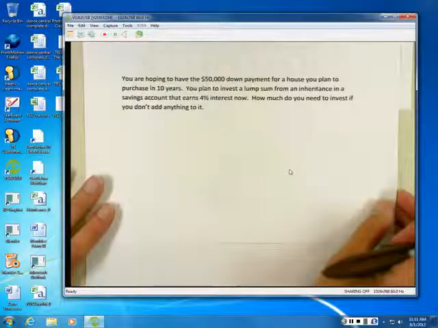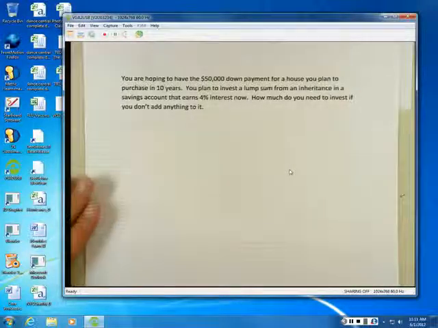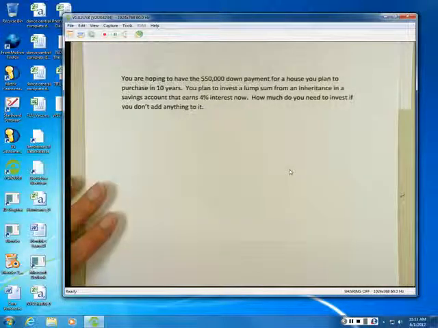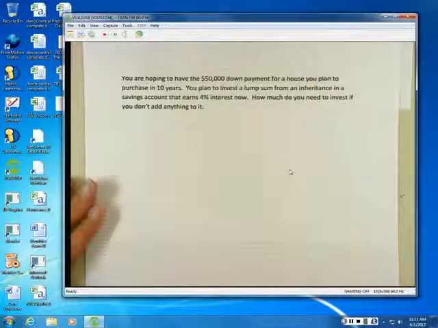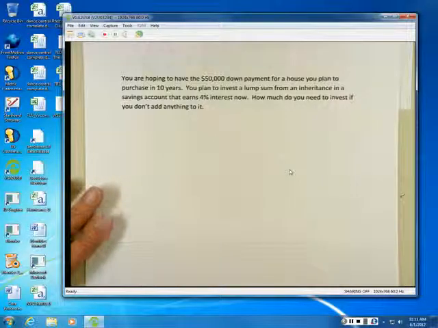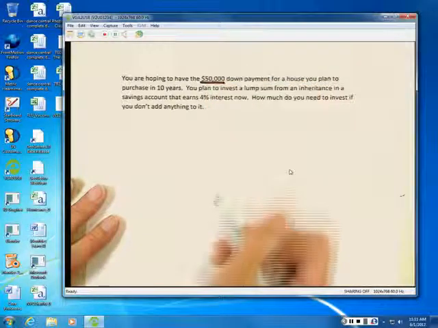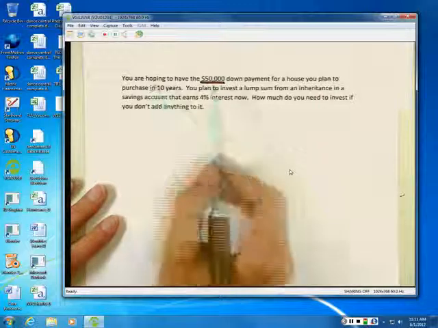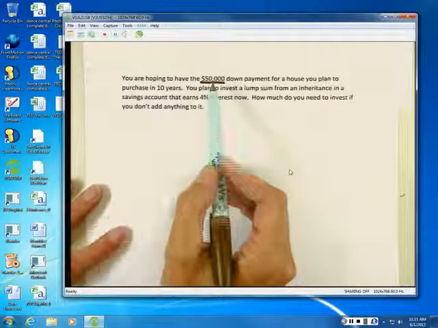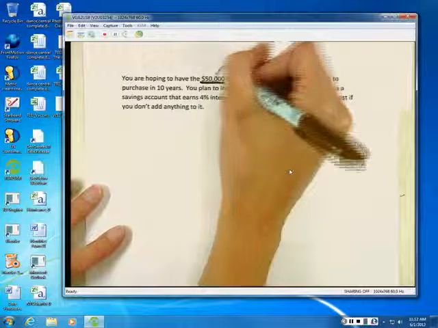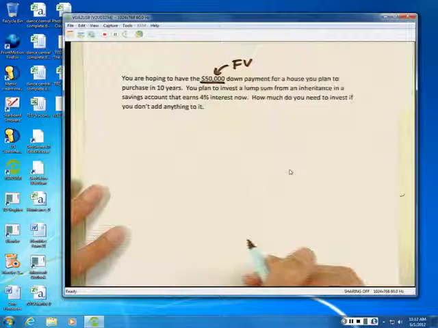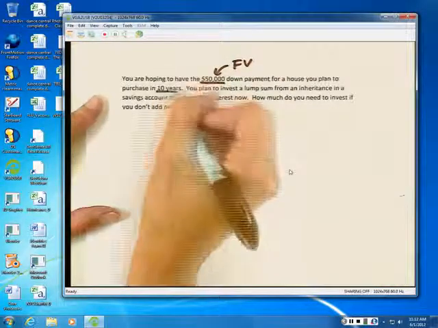You are hoping to have the $50,000 down payment for a house you plan to purchase 10 years from now. You plan to invest a lump sum from an inheritance in a savings account that earns 4% interest. How much do you need to invest if you don't add anything to it? Again, we're keeping stuff very simple. Okay, $50,000. This is how much we hope to have in the future, 10 years into the future. This is my future value right here. In 10 years, there's my T.